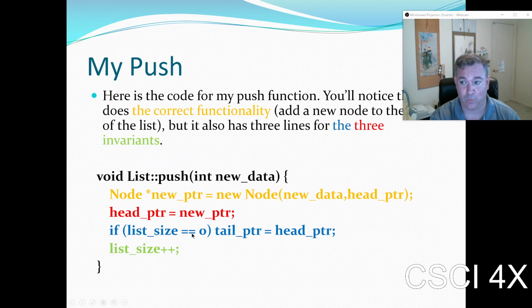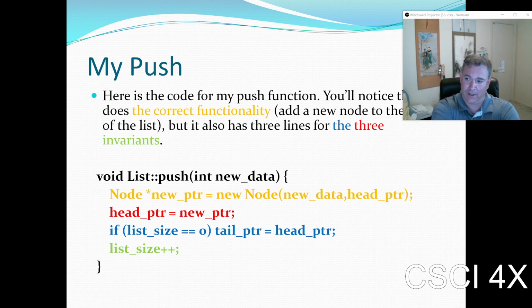If the list size was 0, then we update the tail pointer. The only time push will ever change the tail pointer is if the list was empty before. So if list size is 0, tail pointer equals head pointer, which is another way of saying the new pointer. And then we increment size. So you can see my code's functionality: head invariant, tail invariant, size invariant, check, check, check, done.